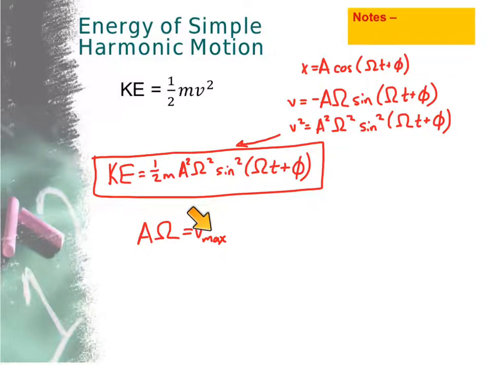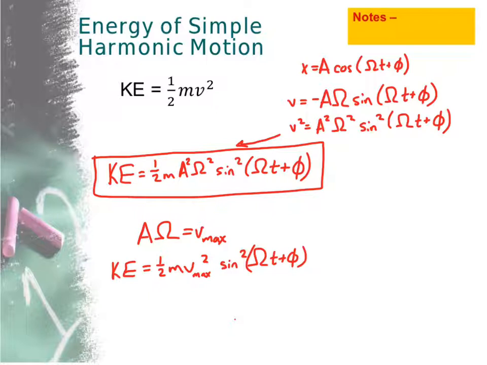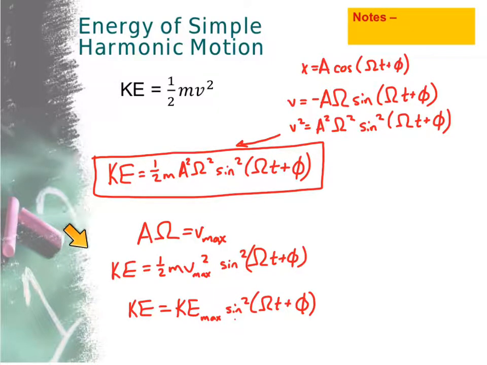So if I use that and replace this with v max squared, now I get that kinetic energy is 1/2 m v max squared times sine squared of omega t plus phi. Well, this looks like the maximum kinetic energy that the object can have. So the kinetic energy at any given time is equal to its maximum kinetic energy times sine squared of omega t plus phi. So those are a few different ways that you can express kinetic energy of an object in simple harmonic motion.